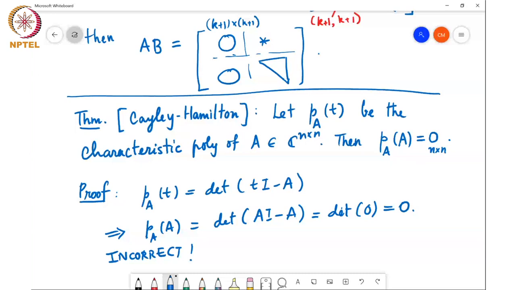So obviously, I already observed that P_A of A is actually a matrix of size n cross n. But if I do it this way, this thing is giving me a scalar value. This is 1 cross 1. So there is no meaning to saying that P_A of A is equal to the determinant of AI minus A. What went wrong was I should have first evaluated this to get a polynomial and then substituted A instead of T in that polynomial. I cannot directly replace T with A inside the expression for the determinant. Okay, so this is an incorrect proof.